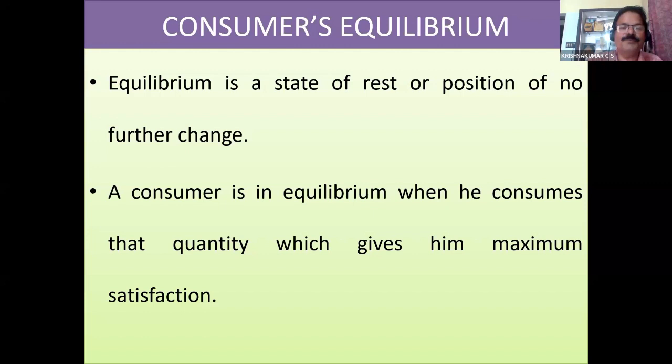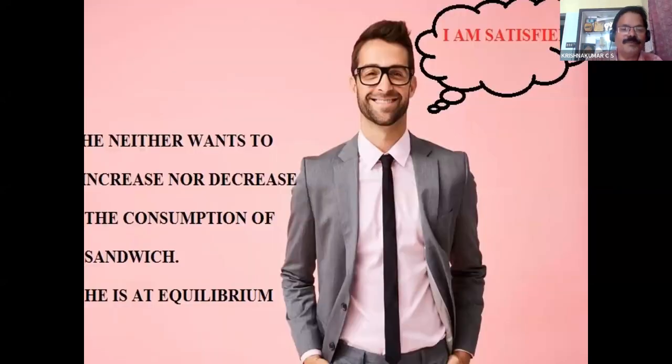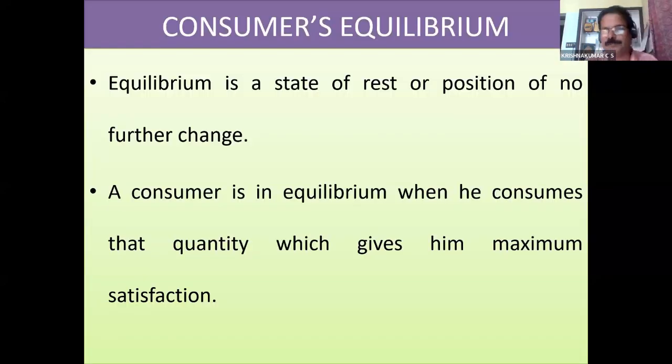Now, here we start the equilibrium. We have already discussed what is equilibrium. It's a state of rest or a position from where no further change is needed. And we also know that a consumer is in equilibrium when he consumes that quantity which gives him maximum satisfaction. Suppose 3 units of apple is giving maximum satisfaction. We can say by consuming 3 units, the consumer is in equilibrium.